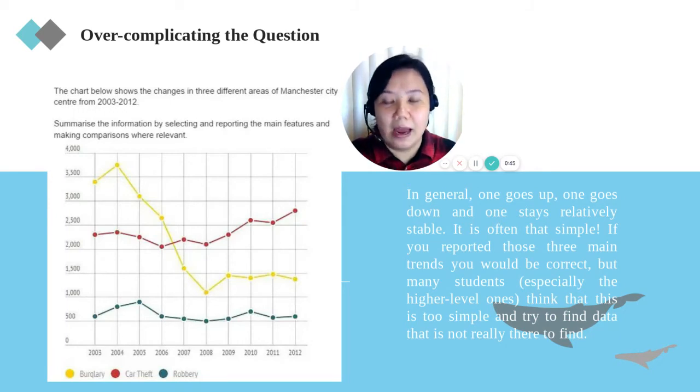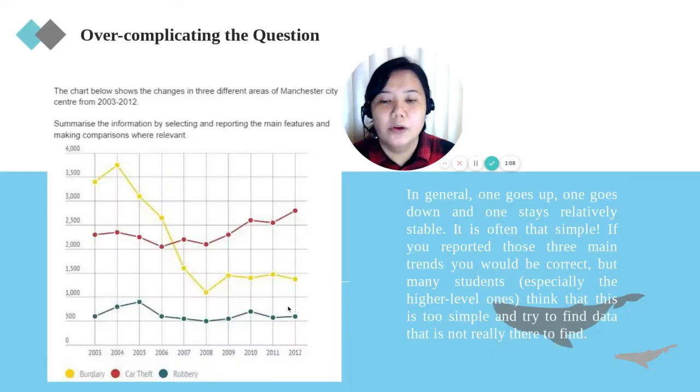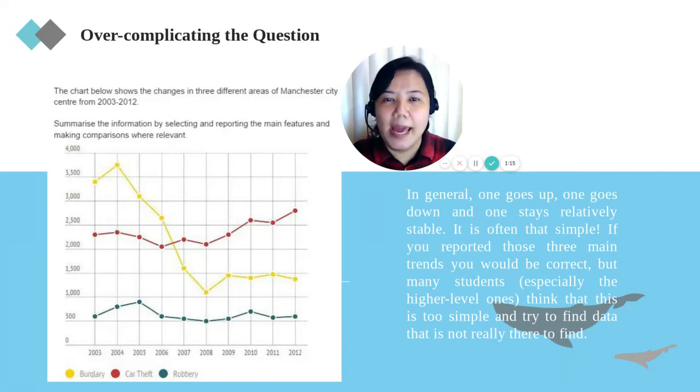So we have here a graph. Look at the graph and then try to spot the 3 general trends. Try not to get caught up with the details and just really focus on what is happening generally from the start date up to the end. So you have burglary, and then you also have car theft and then robbery. In general, one goes up and then one goes down, and one stays relatively stable. It is often that simple.